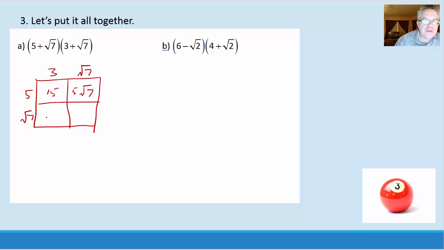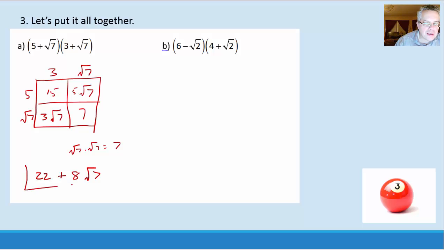Square root of 7 times 3, well, we always put the whole number part first. And here we go. Square root of 7 times square root of 7 goes here. Square root of 7 times square root of 7 is just 7. Now, we found the area of each little box. We add them up to find the total area. So 15 plus 7 is 22. Plus 5 square root of 7 plus 3 square root of 7 is 8 square root of 7.